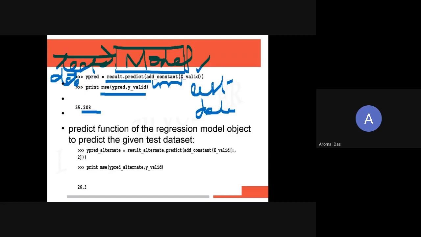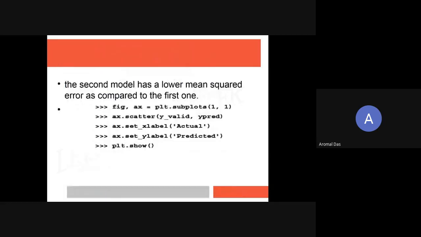So that is 35.208. So we are printing both the values. The second model has lower mean squared error as compared to the first one. So the second model is best.